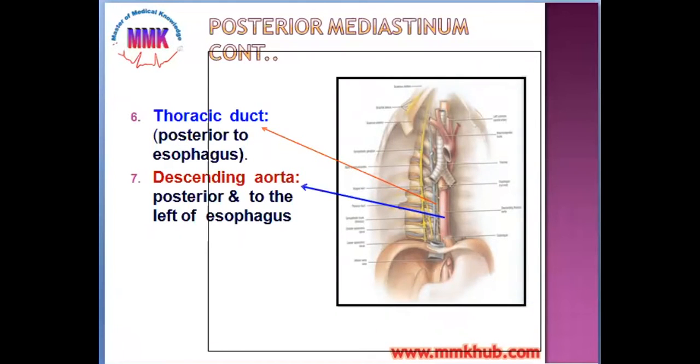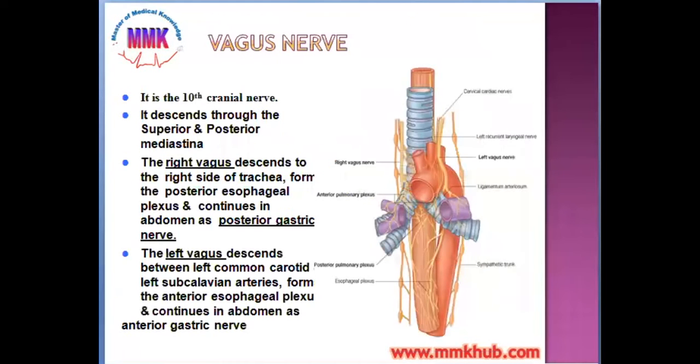Other contents of the posterior mediastinum include the thoracic duct and the descending portion of the aorta, which is located posterior to the esophagus. Finally, this is all about the mediastinal structure. As we have discussed, the vagus nerve, the aorta, and thoracic duct are the important structures passing through the mediastinum. Just a few points of brief description of these structures, as these are vital structures passing through the mediastinum. So we should have an idea of these structures as well.